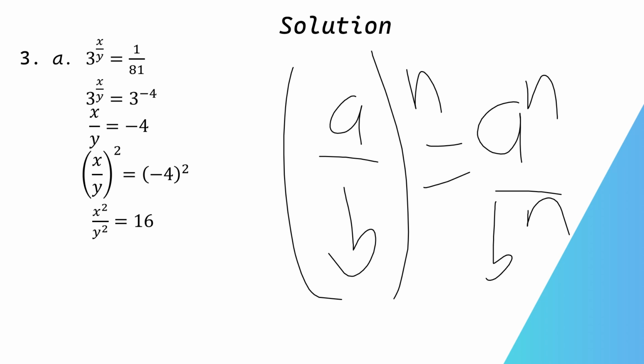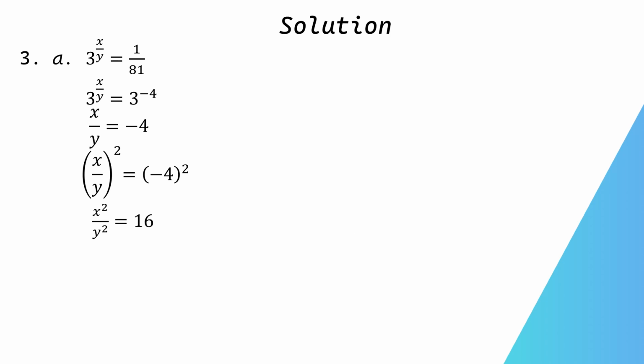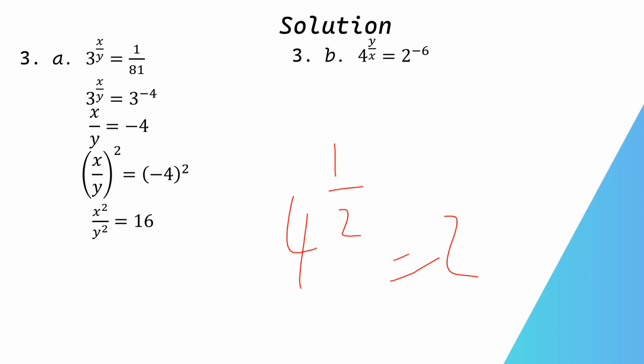3b, we have a fine question. And this is it. 4 to the exponent y on x equals 2 to the exponent negative 6. I am told to find the ratio of x squared to y squared. How do we go about it? So we like to express it as a common base. So we know that 4 to the exponent half equals 2. And why do we say so?